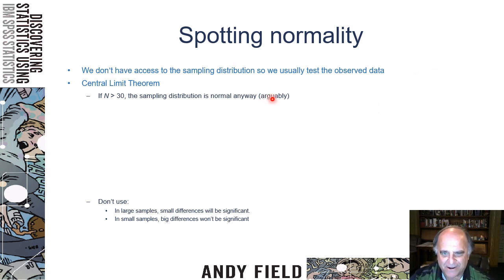I added "arguably." I would say arguably it's true that if the n is greater than 30, the sampling distribution is normal. When we're saying sampling distribution, we're saying the sampling distribution of, for example, the mean. So we're not saying your data is normally distributed, but we're saying the sampling distribution of the mean is normally distributed. So if we pull a lot of means from the population of that sample size, they're going to have a normal distribution. That's what sampling distribution means.